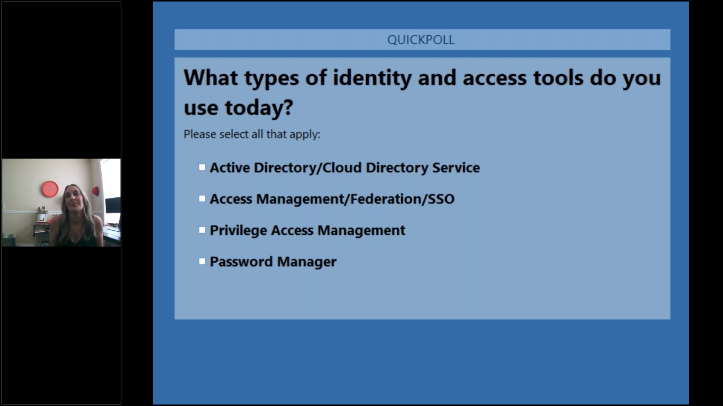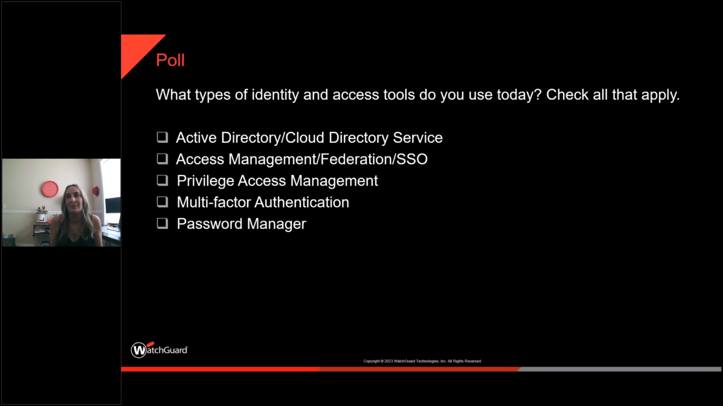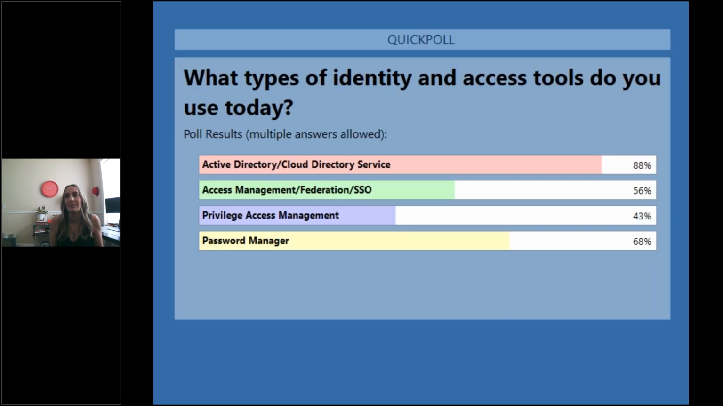We're at 74% voted, so we'd really appreciate it if those who haven't voted yet would answer and let us know the types of identity and access tools you use. Okay, I'll give everyone about 15 more seconds before closing the poll. Okay, poll is closed. So Carla, it looks like 88% of those who answered are Active Directory and Cloud Directory service users.